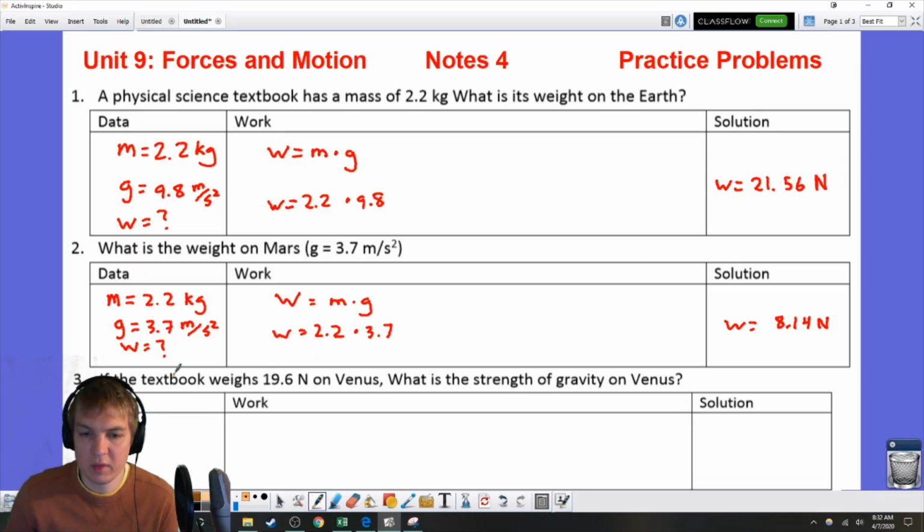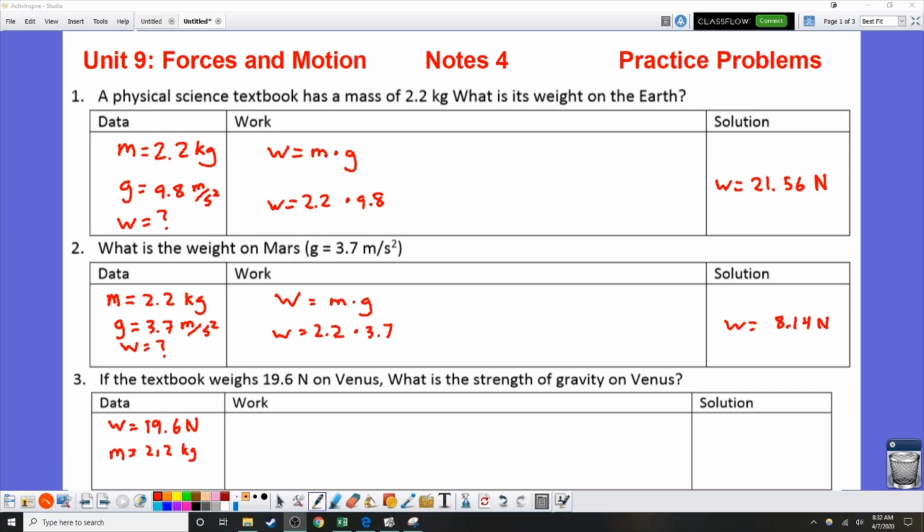And then finally, number 3 says, if the textbook weighs 19.6 newtons on Venus, what is the strength of gravity on Venus? Okay, so now we're actually working backwards. We have the weight, that's 19.6 newtons, and then we still have the mass. The mass was 2.2 kilograms. And then we're looking for gravity. What is gravity? Okay, so we have to rearrange this equation to solve for gravity. So gravity is going to equal the weight divided by the mass.